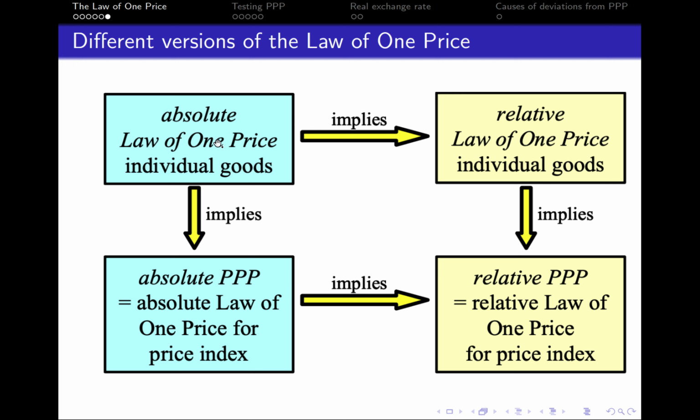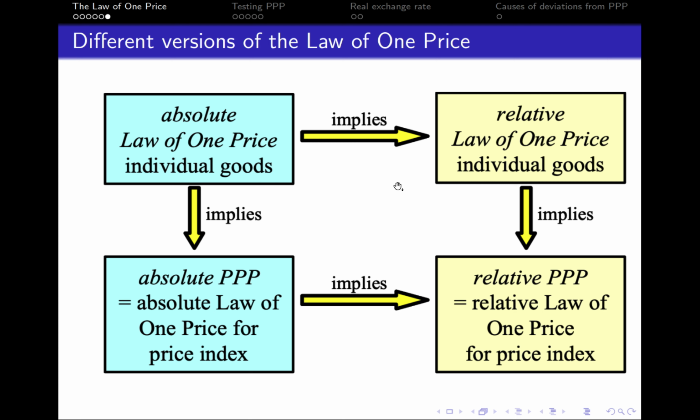So look, we start with the absolute law of one price for individual goods. And directly from this law, we can derive absolute PPP, so the absolute law of one price for a price index. Again, I can also derive the relative law of one price for individual goods from the absolute law of one price for individual goods. And now, from each of these two laws, I can get relative PPP, the relative law of one price.